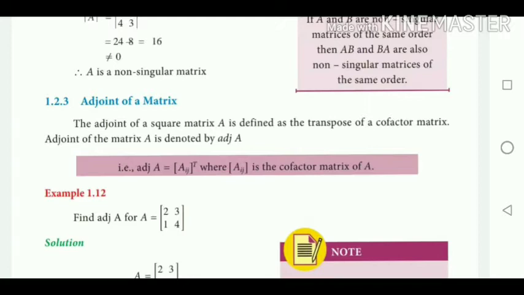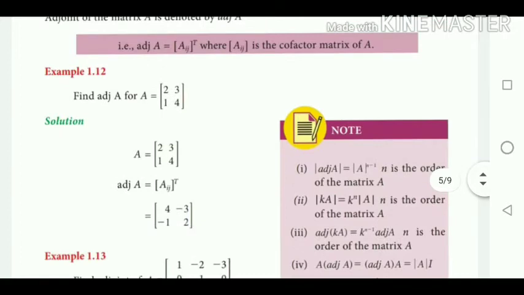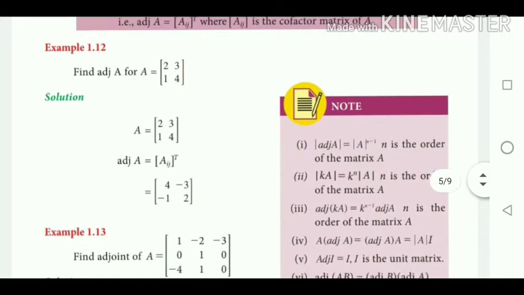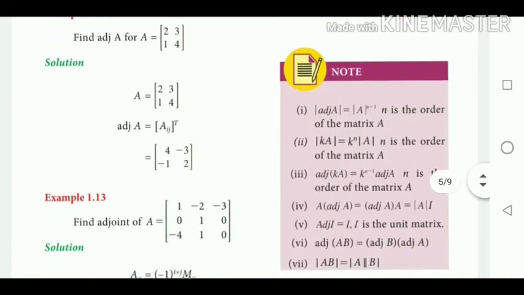Now you are going to see Example 1.2 relating to this point, the adjoint of matrices. Find the adjoint of A, where the determinant is 2, 3, 1, 4. A equals 2, 3, 1, 4. The adjoint of A is the transpose of the cofactor matrix. How do you find the cofactor? There is a very easy way to find the cofactors for 2 by 2 matrices. First change the main diagonal.